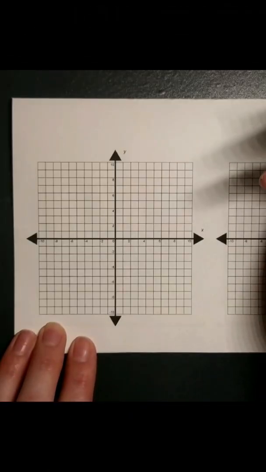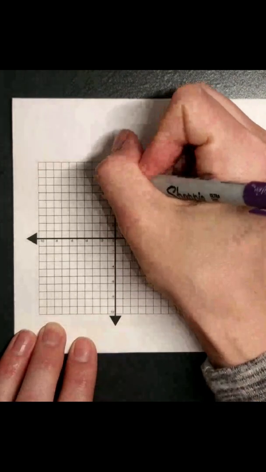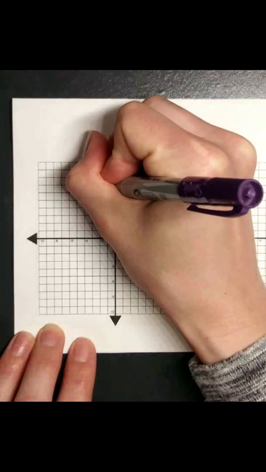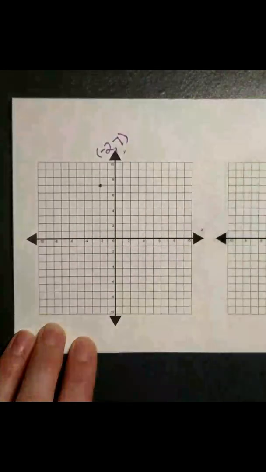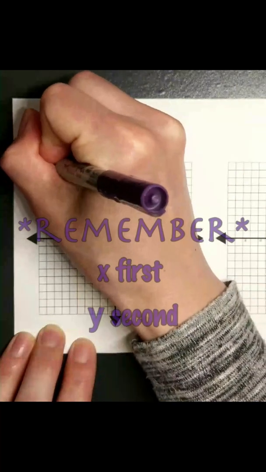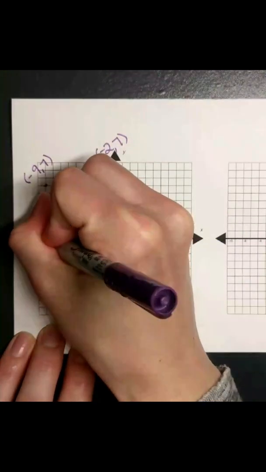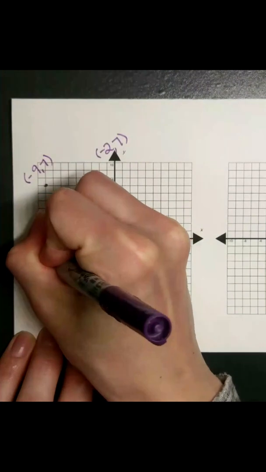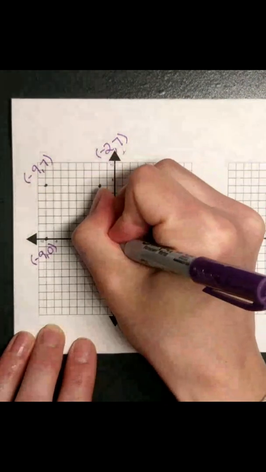Let's say you're given the following set of points, asked to plot them and make a polygon. So we're given -2, 7. I'm going to go ahead and label them also. We're given -9, 7. We're given -9, 0. And we're given -2, 0.